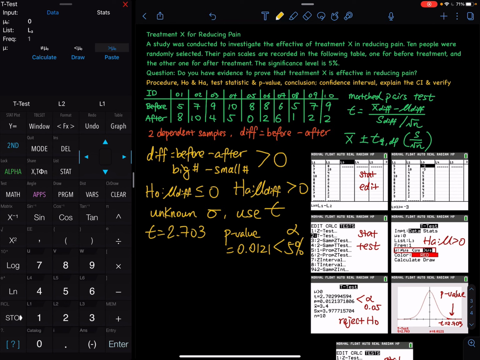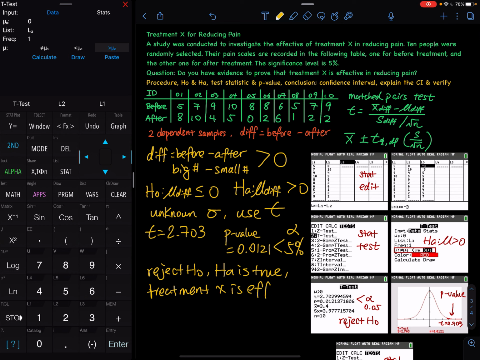So since the p-value is less than alpha, what do we do? We reject h naught, right? So we reject h naught. So that means HA is true. That means treatment X is effective. So that's the conclusion: treatment X is effective.